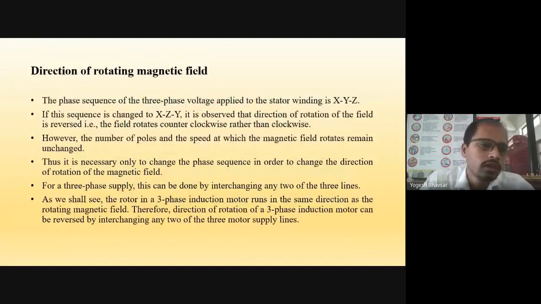Now as we know, in India we have three-phase supply and there is a color coding R, Y and B. R for red, Y for yellow and B for blue. R, Y, B. Right? This is the standard phase sequence in India and the frequency of supply is 50 Hz.